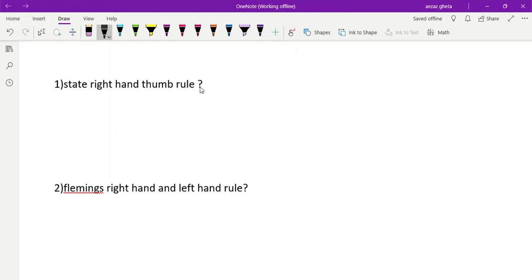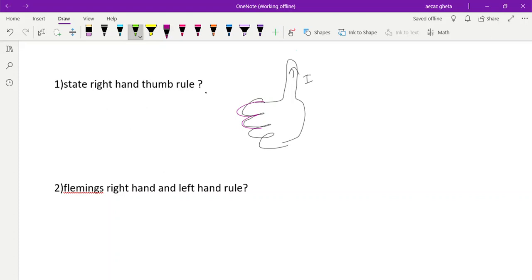Okay, so curved fingers will be there, and your thumb will be there. The thumb gives the direction of current, and the fingers encircled around the conductor give the direction of what? Magnetic field line. Magnetic field line is which quantity? Vector quantity having both magnitude and direction, remember.